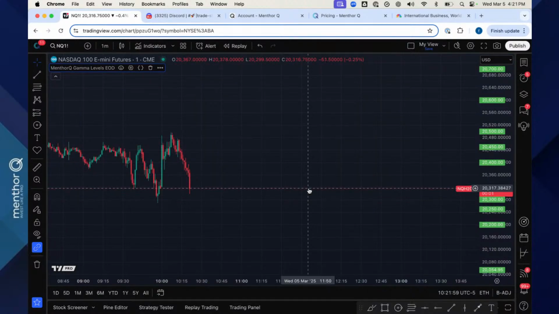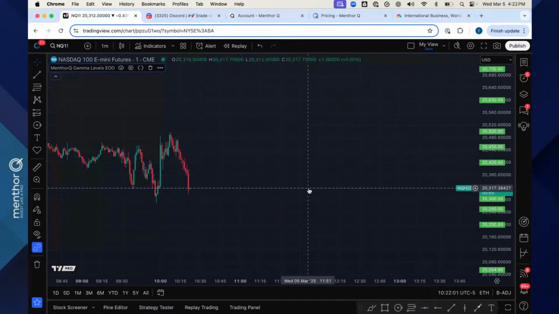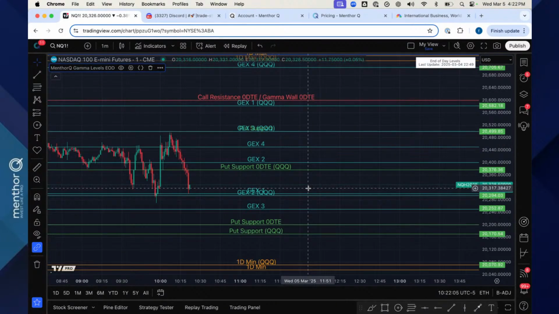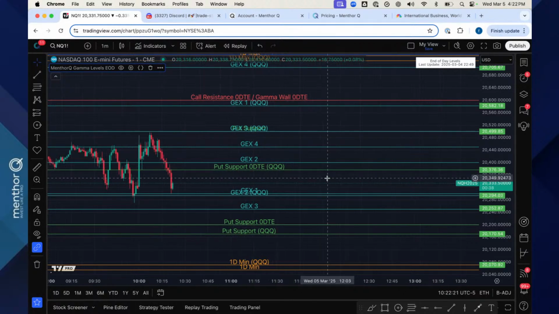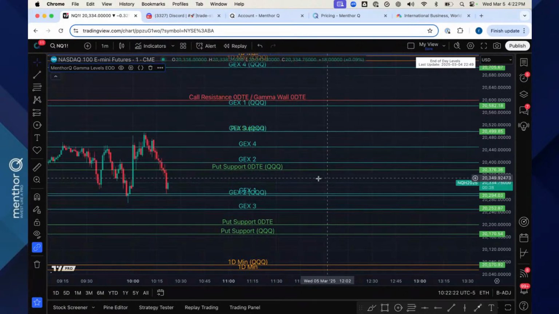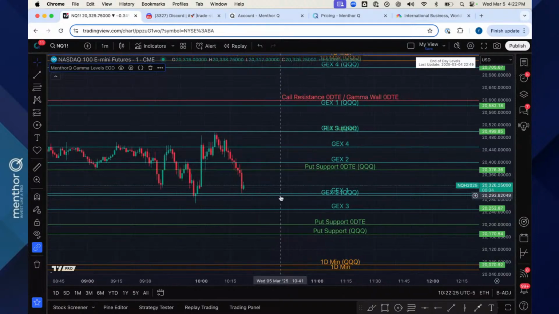Yeah. And we can also convert the levels from QQQ to NQ, so you can have everything in one chart. So now we see basically that we broke our put support from QQQ here. We are now at 2 strong GEX levels, one on NQ and one on QQQ, GEX 2 here. So now it's a very interesting level to monitor.